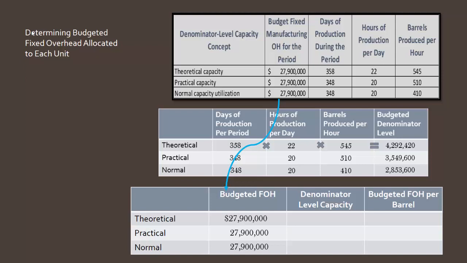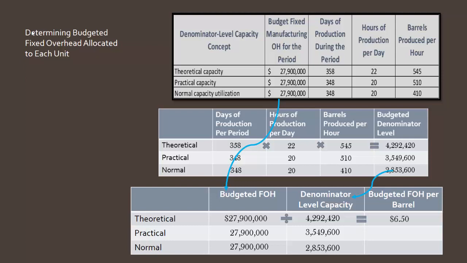Our denominator level capacity, well, we just figured that out on the last chart. We think theoretically we could make 4,292,420 barrels of beer. However, practically we could only make 3,549,600 barrels of beer, and honestly, we think we only have customer demand to justify making 2,853,600 barrels of beer. Well, if we take our budgeted fixed overhead and divide it by our denominator level capacity, that's how much fixed overhead we would allocate to each barrel.